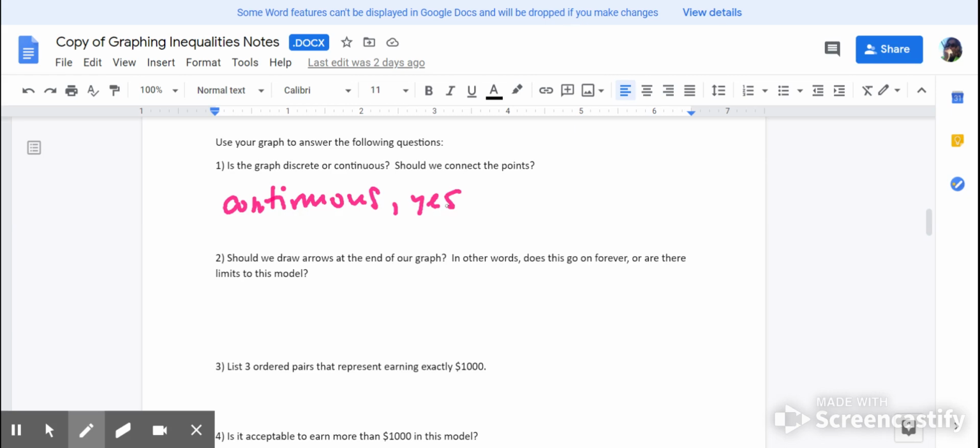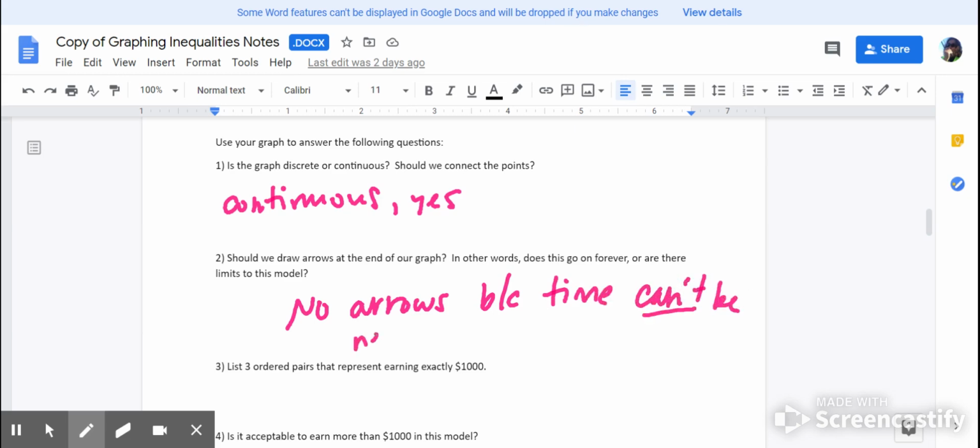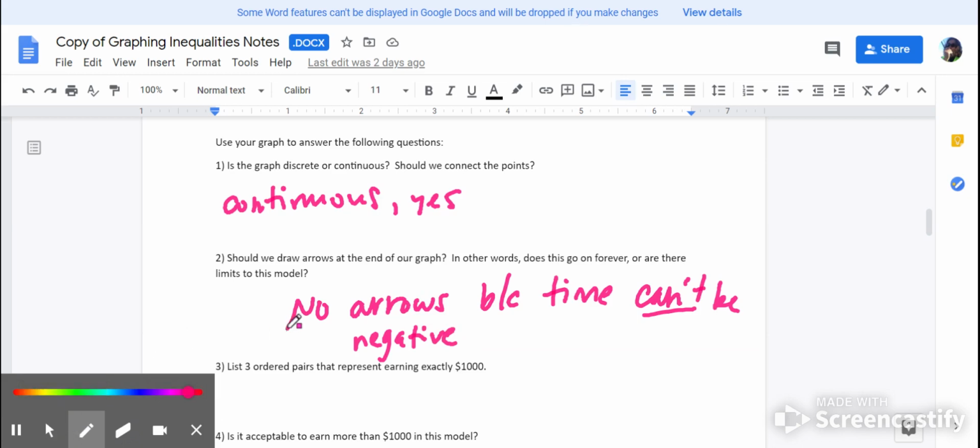Should we draw arrows at the end of our graph? Let's think about this. Should we extend our line into every quadrant? Well, is it possible to work a negative hour? And the answer is no, we can't have negative time. So no, we do not want our arrows. And the reason being because time cannot be negative. And if I were to extend my graph right on the y-axis, the very next thing I would have to graph here would be a negative x value, and that is not okay.